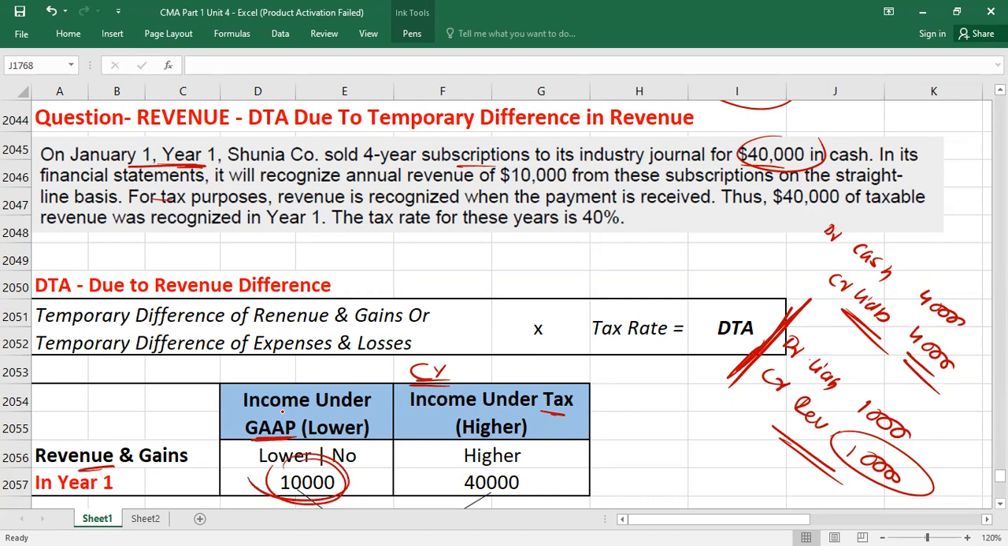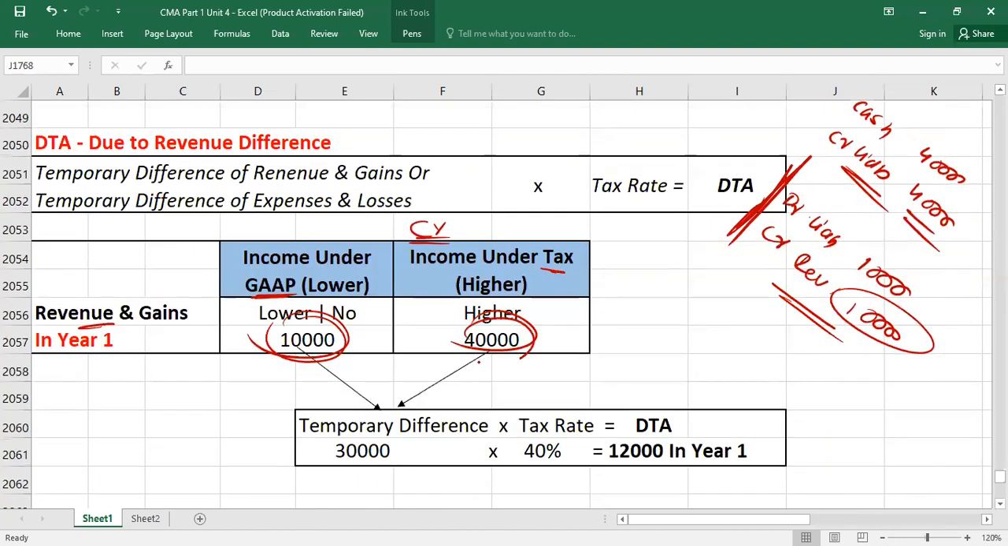10,000. And tax is cash basis, right? In tax, they said you received 40. Yeah, great, it is your income. So we'll write 40,000 under tax. Now tell me what happened. Under tax, we record higher income, and under GAAP, we record lower income.